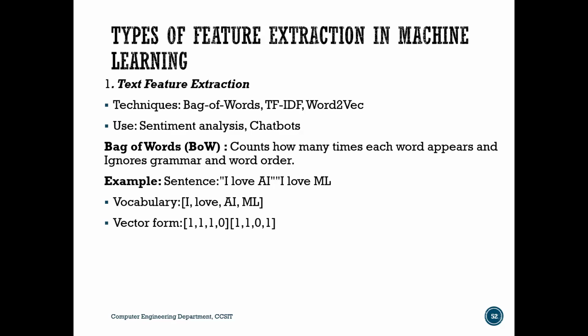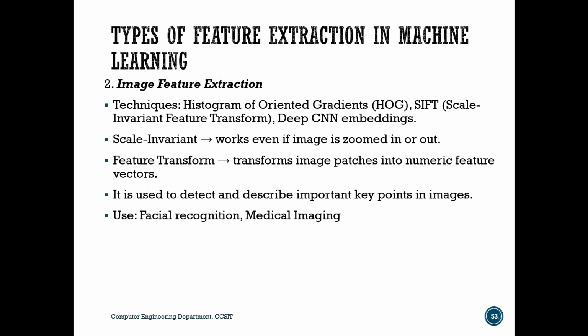Here different types of techniques are there to extract. Suppose I have images. Then we have techniques like HOG, SIFT, deep CNN. In SIFT, we work with images which are zoomed in or zoomed out, and we can extract the hidden features. It is used to detect and describe important key points in images. We use it in facial recognition, medical imaging, like this.